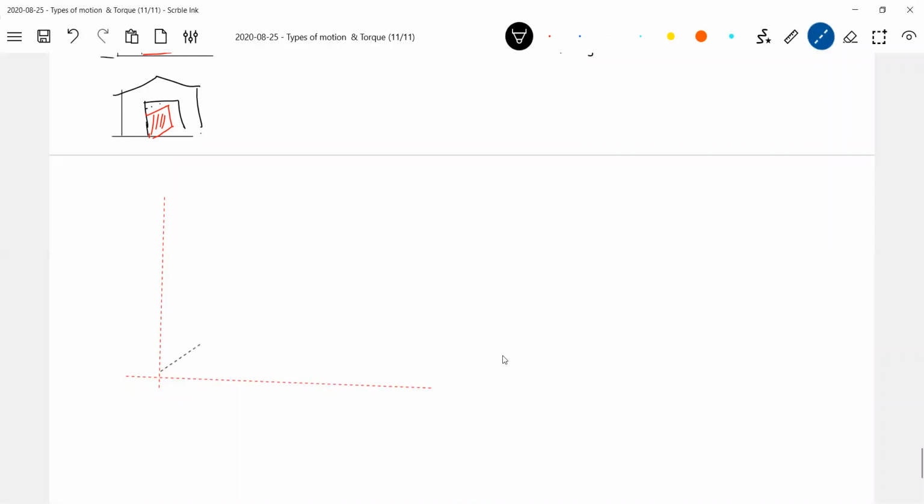Let there be a... I'll apply a force F. This is the x-axis, this is the y-axis here. How am I applying the force? This force I'm applying. So let this be theta.